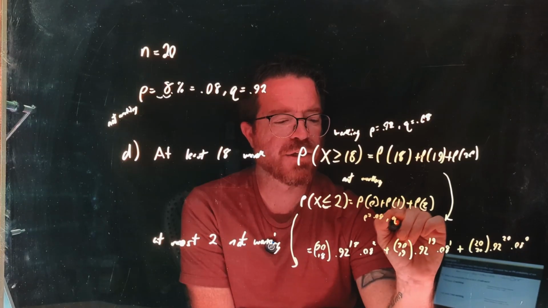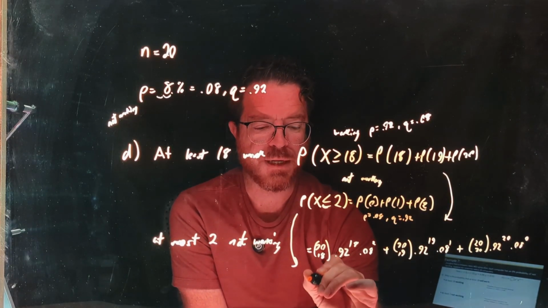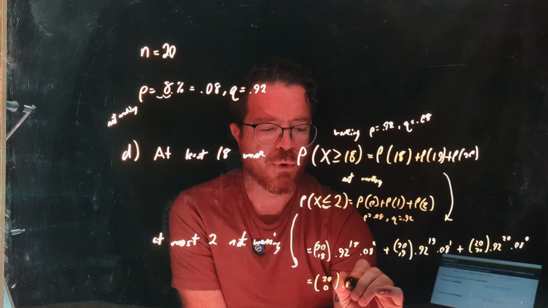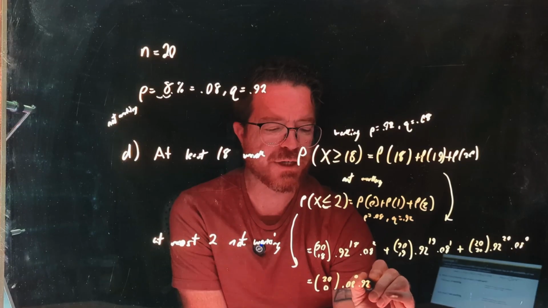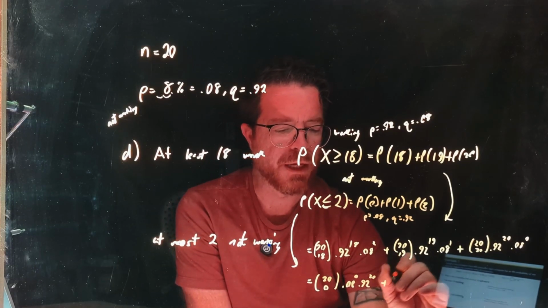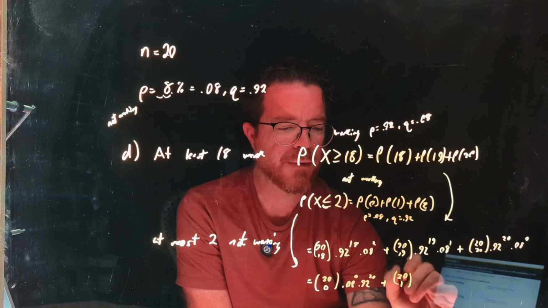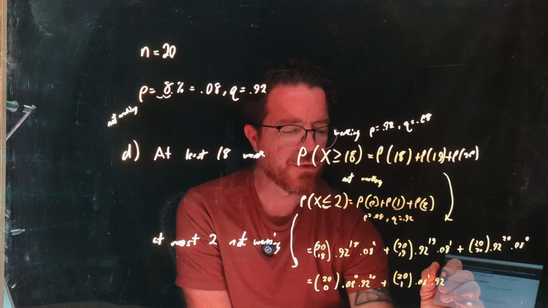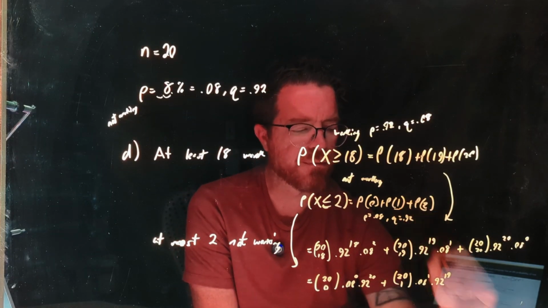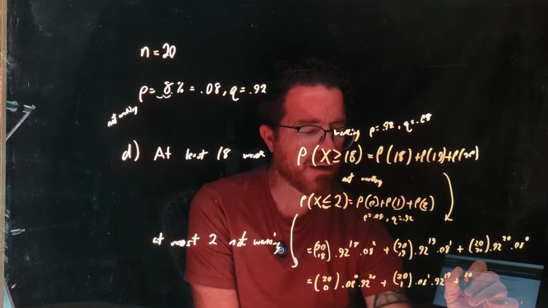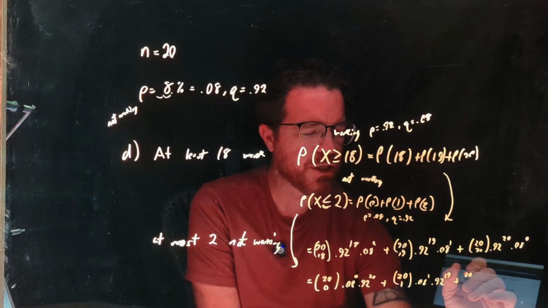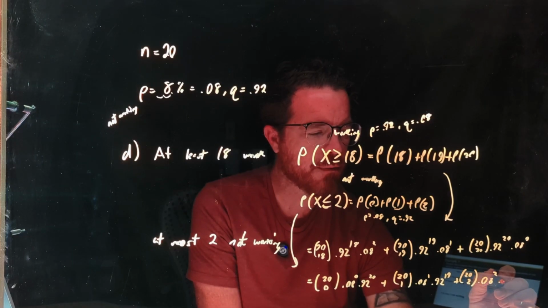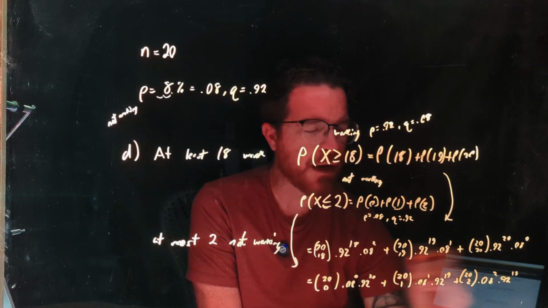Now, if I do this one, probability of getting a 0, remember this is where P equals 0.08 and Q equals 0.92. This is going to be 20 choose 0, 0.08 to the 0, 0.92 to the 20, plus 20 choose 1, so that's this one, 0.08 to the 1, 0.92 to the 19th power. And then the last one, probability of being a 2, so it'd be plus 20 choose 2, 0.08 to the second power, 0.92 to the 18th power.